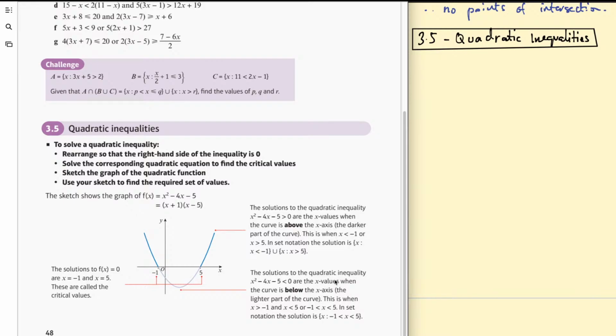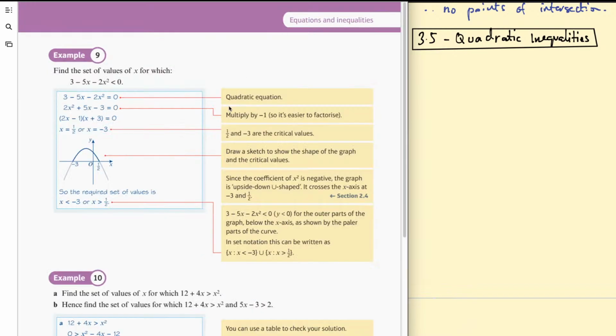The solutions to the quadratic inequality x squared take 4x take 5 less than 0 are the x values when the curve is below the x-axis, the lighter part of the curve. This is when x is greater than negative 1 and less than 5. So we would write it as this, with those x between negative 1 and 5 basically. In set notation it is x colon x between negative 1 and 5. Again, we talked about that previously. Okie doke.